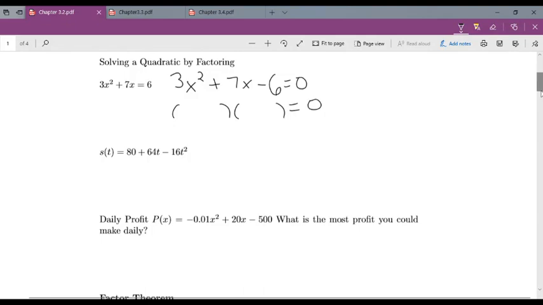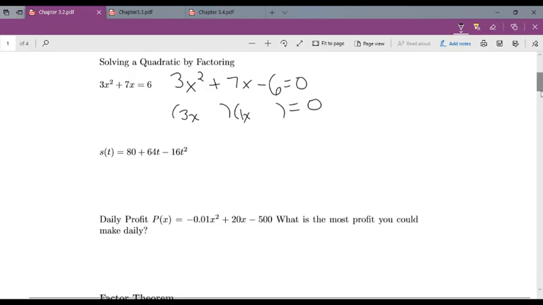And this is where our a times b equals 0 comes into effect, because either this one has to equal 0 or this one has to equal 0. Well, let's figure out what goes where first. Our first term here is 3x squared, so we know that one of them has to be a 3x and one of them has to be a 1x.